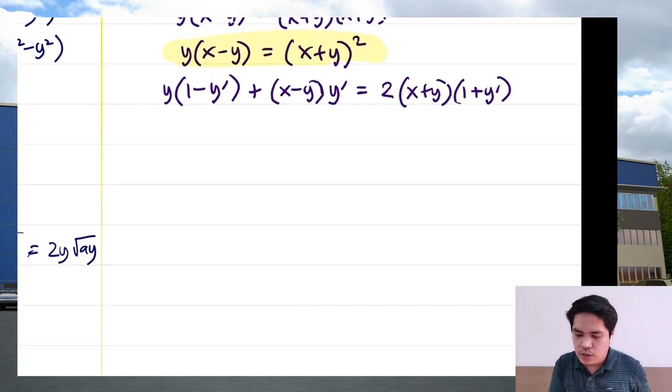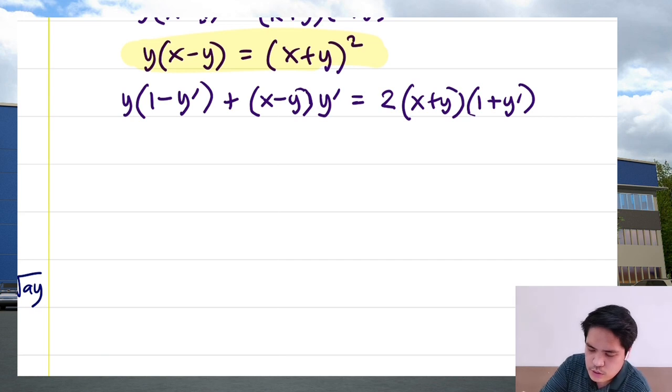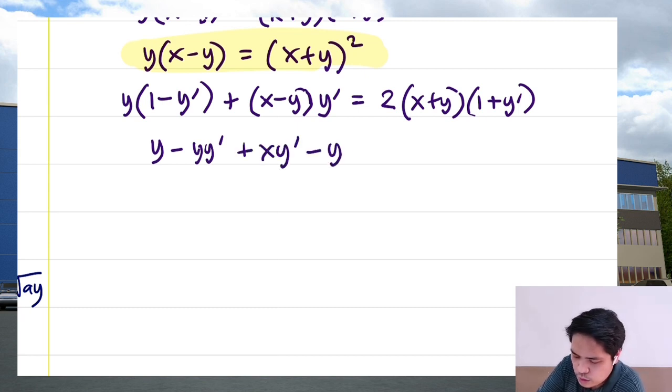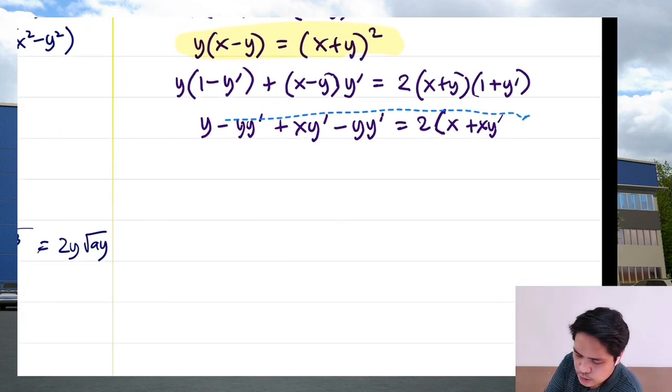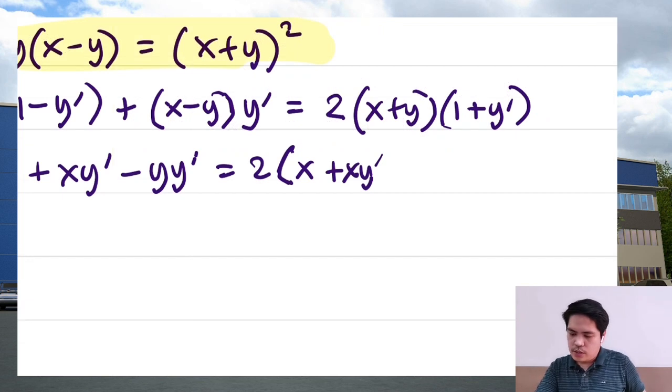And I think mas madali na itong simplify. Okay. So expand muna natin for us to release y prime. Then let's solve for y prime. So we'll have y minus y prime plus xy prime minus y prime. Then that is equal to, eto, we need to use FOIL here. So that would be x plus xy prime. Wait, let me adjust this first. So x times xy prime plus y prime.